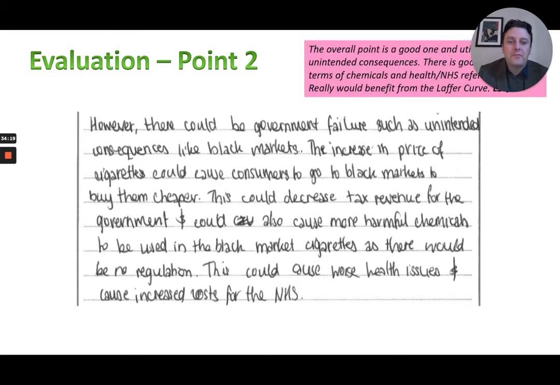Okay, so with this one, this is a good question. It's a good answer about black markets, and about the unintended consequences of the tax. So a really good paragraph here. But there are other options here that you could use. And again, this is probably a high-ish level 3 type of answer, but quite a good paragraph. I think it covers everything. But you could use a diagram to back this up.